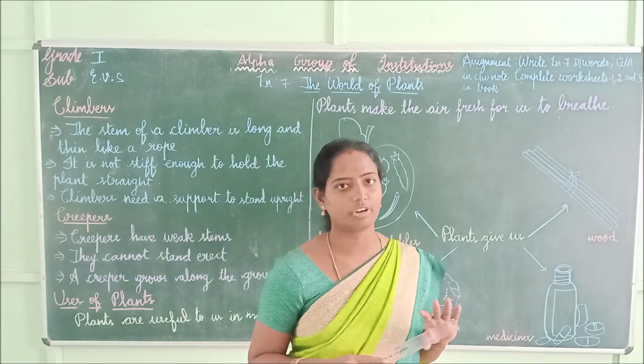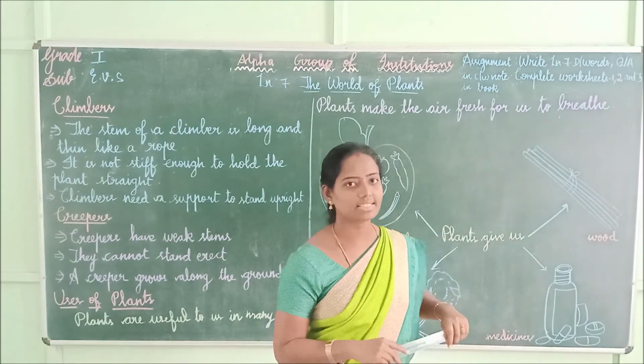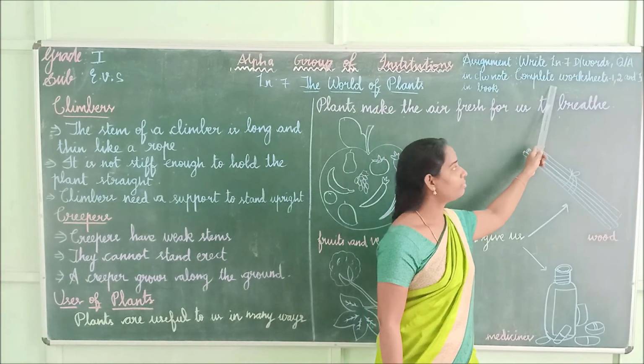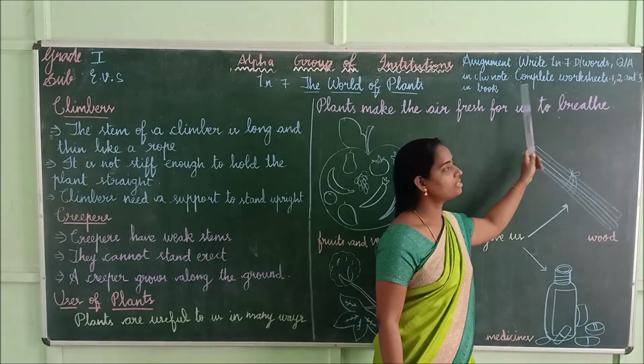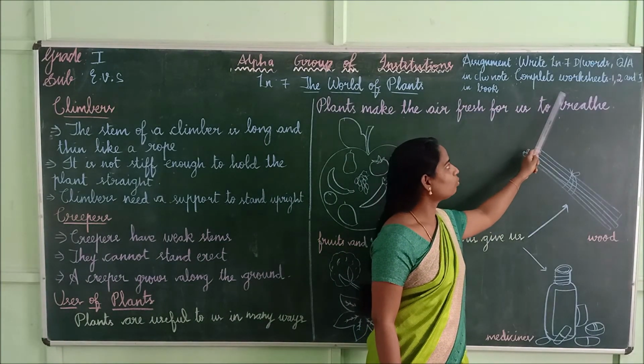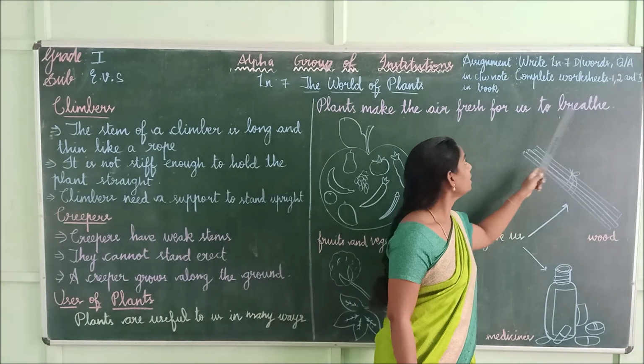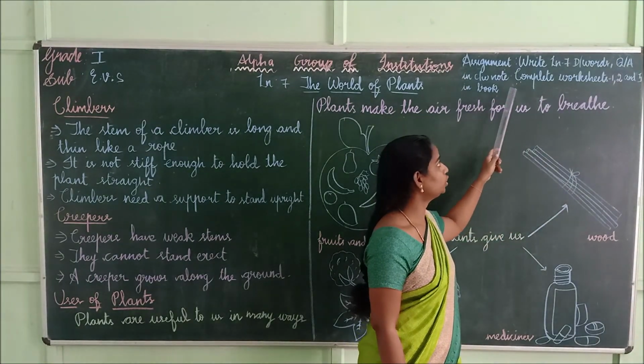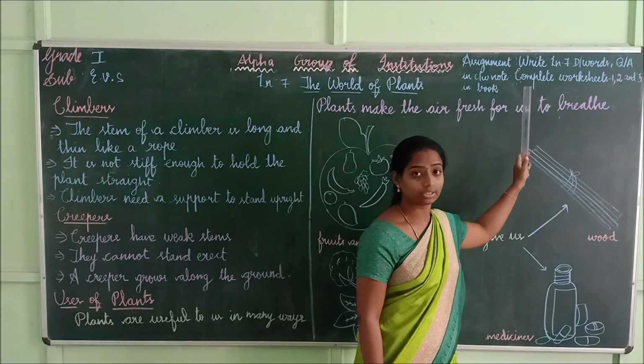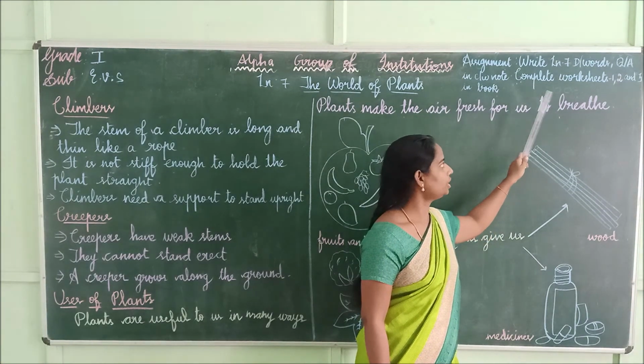Okay children, this is the end of your lesson. For the assignment, you have to write lesson number 7, B verbs, question answers in your class notebook, and complete worksheets 1, 2 and 3 in your book. Children, don't forget to write the classwork as well.